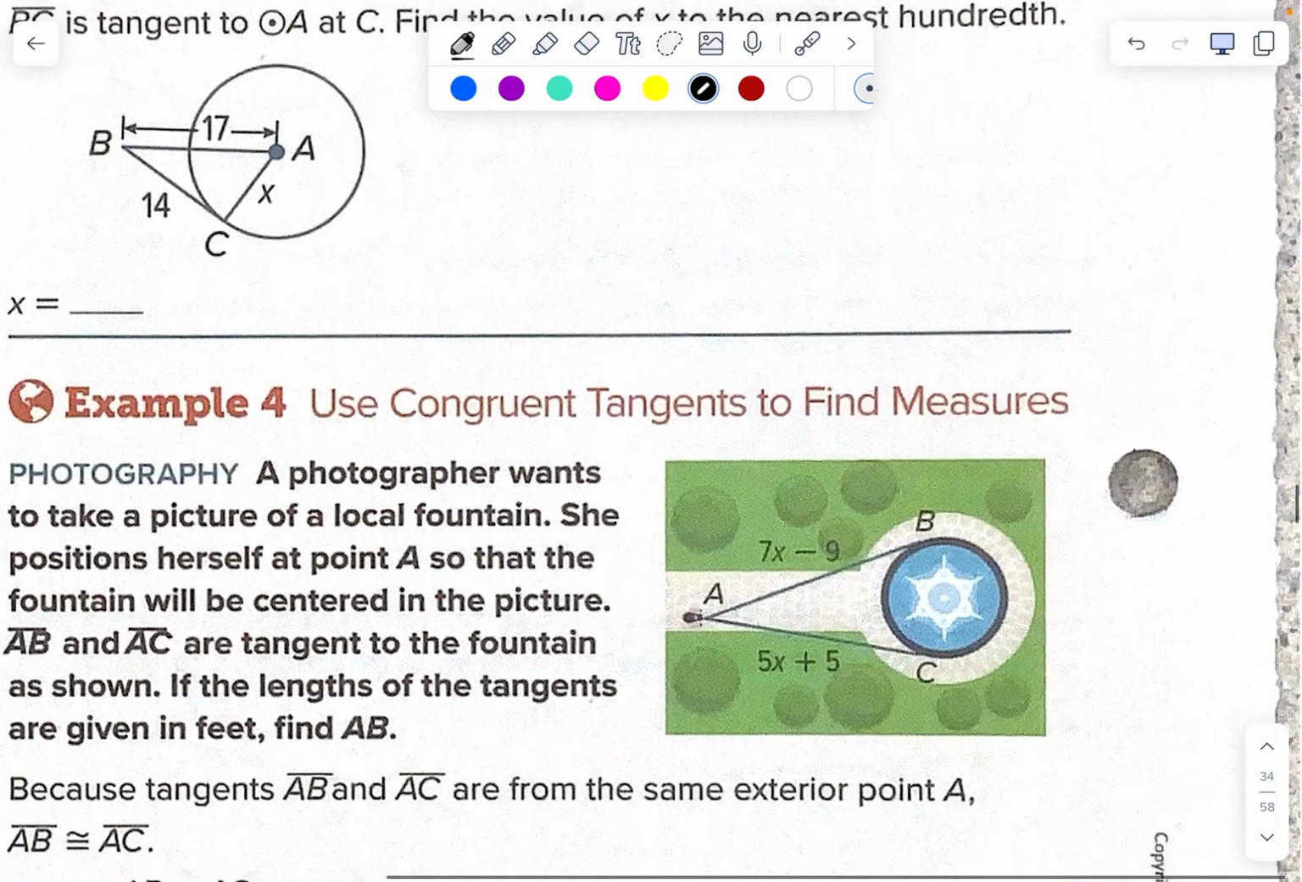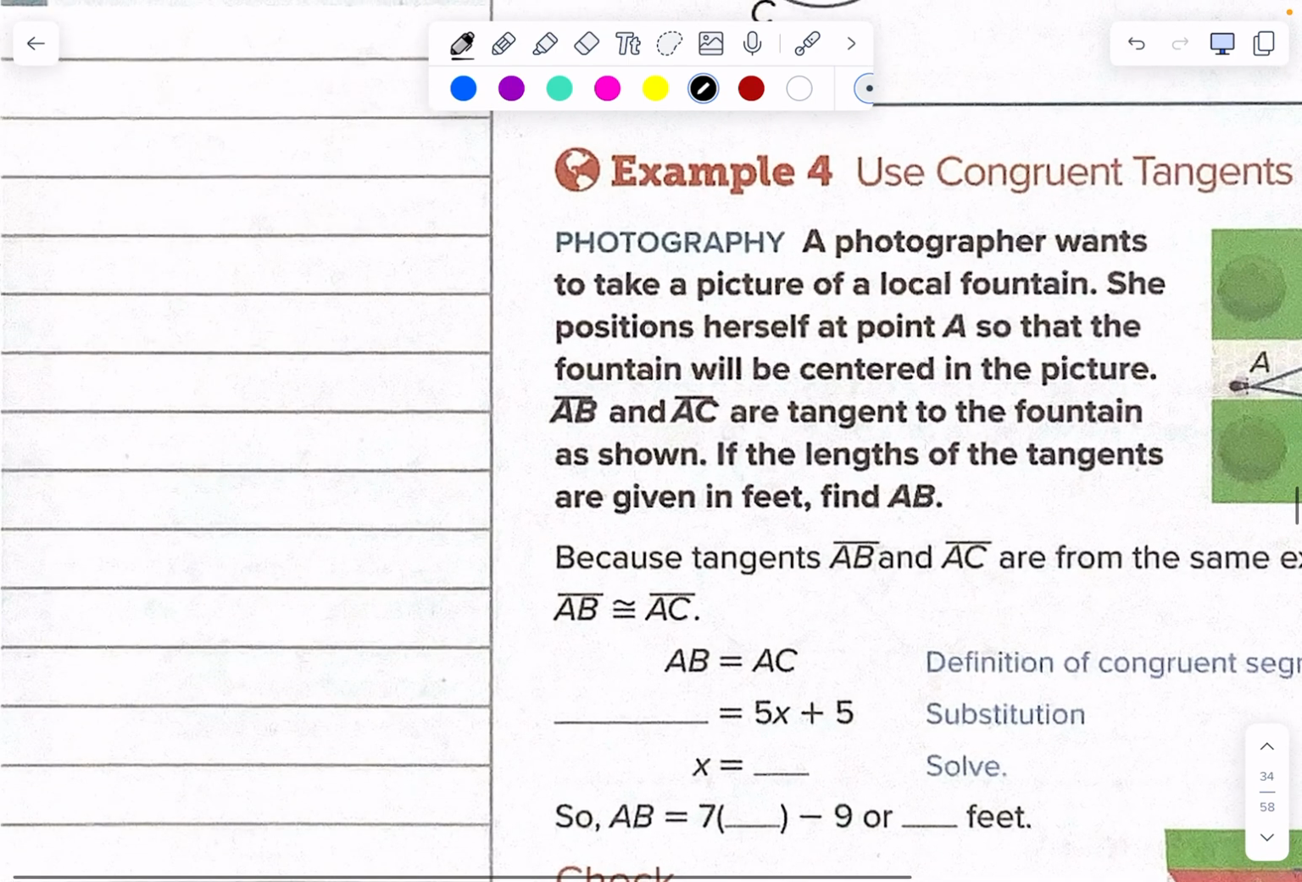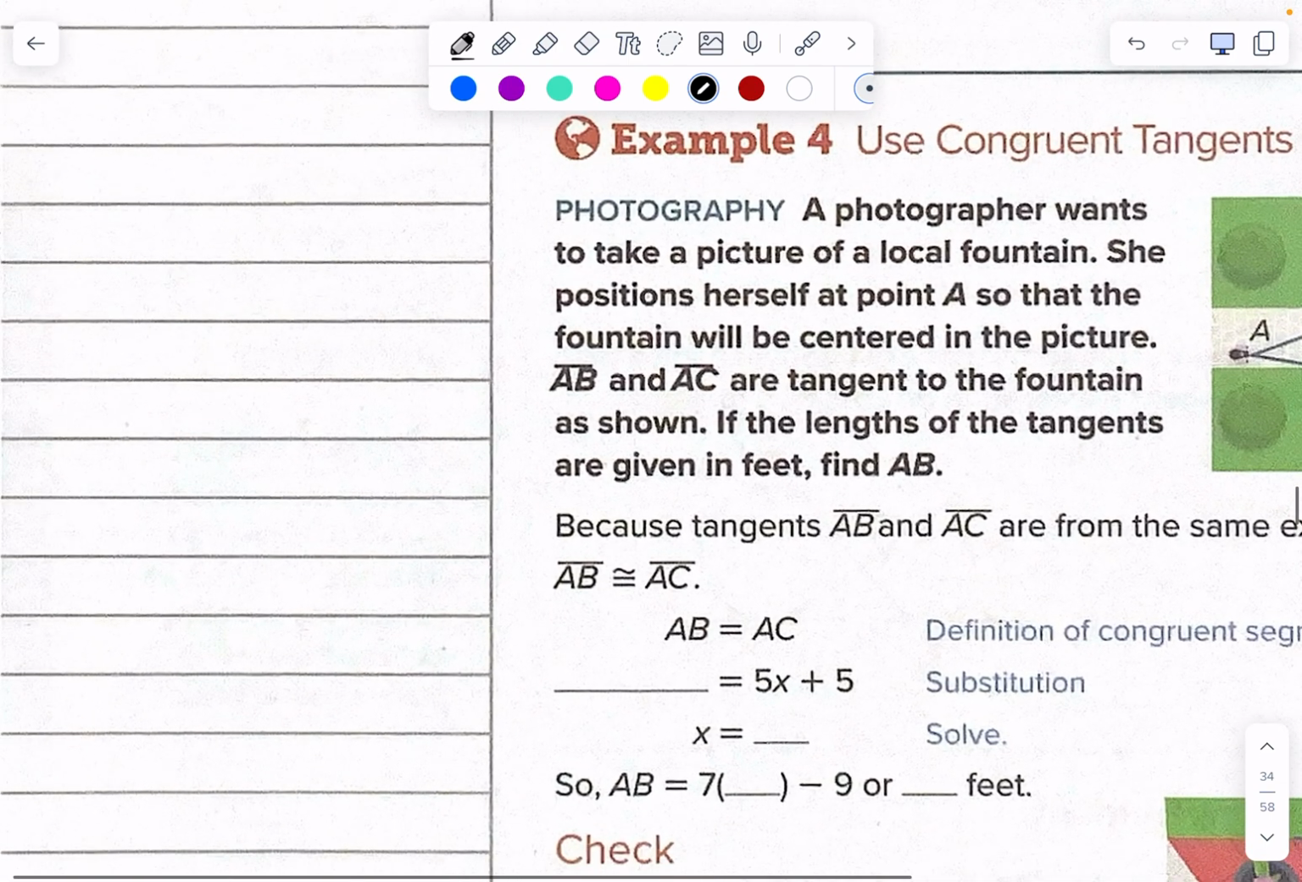All right, let's do example 4. Here's the concept for example 4. You ready for this? This is my favorite thing to teach in triangles or in circles. Right here, what I'm going to teach you right now. This is my favorite thing to teach. Are you ready? Because I'm going to show you.